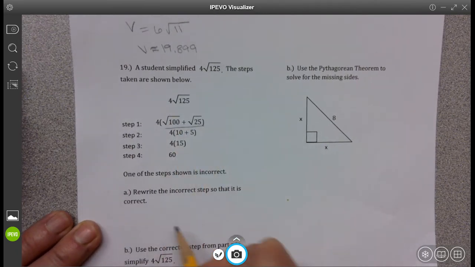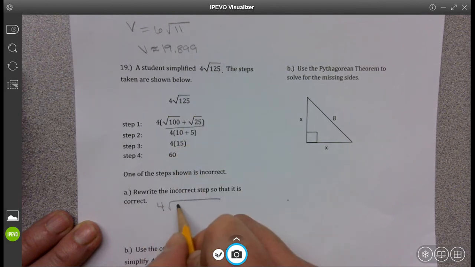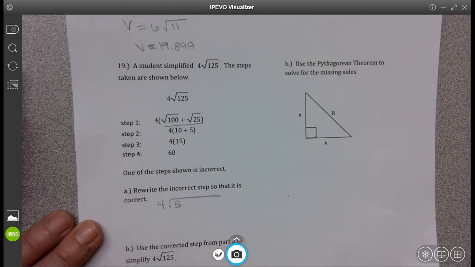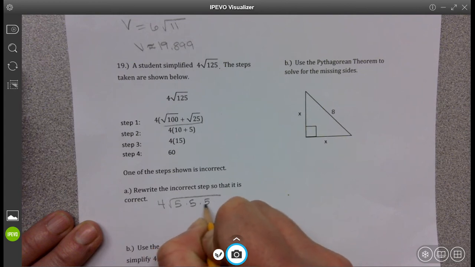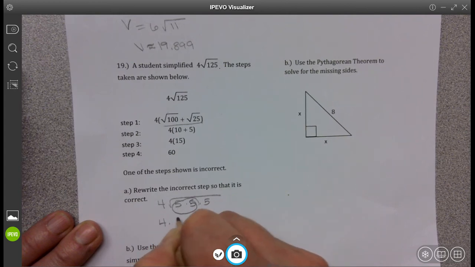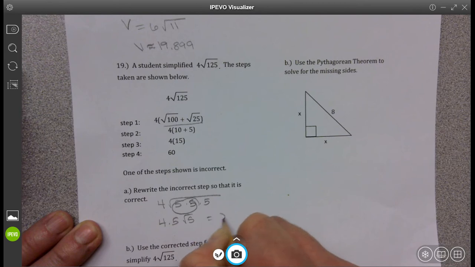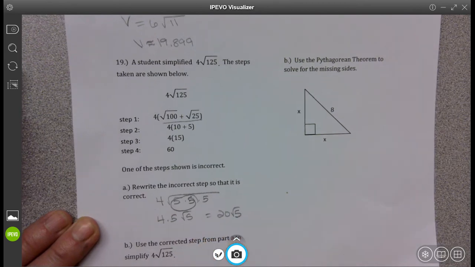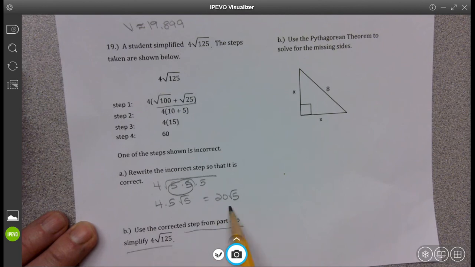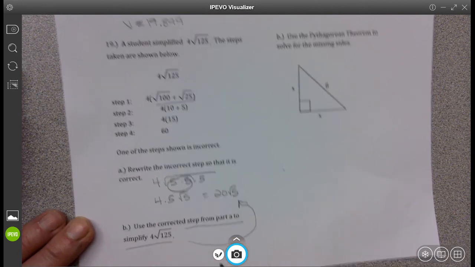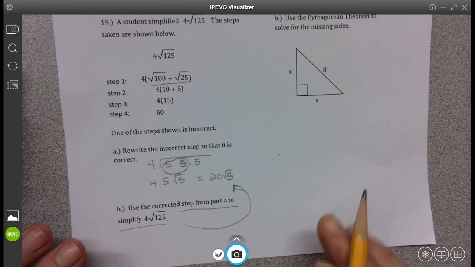Well, you can't just separate them by pluses. You can separate them by multiplication is the problem. 125 is 5 times something. So take 125 divided by 5. And 25, take it out. Okay. Use the correct step from part A to simplify. And we did. Really, we should be writing it down here.